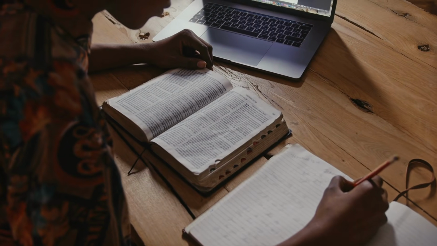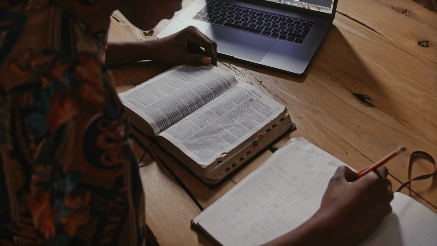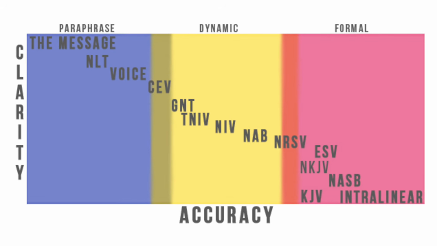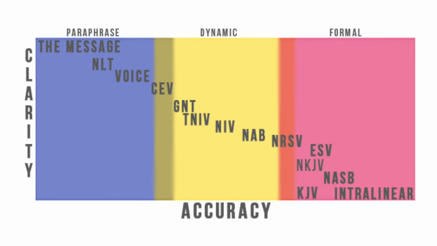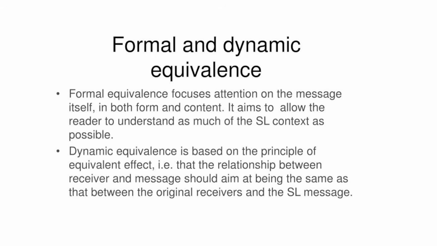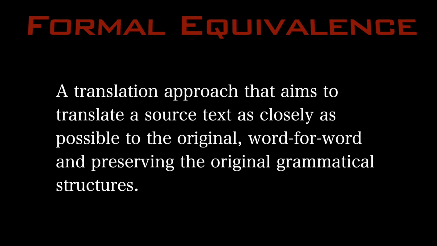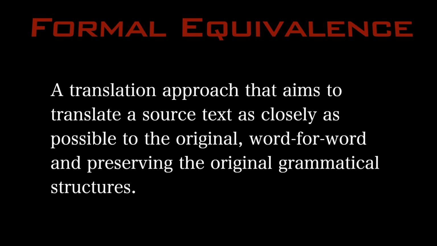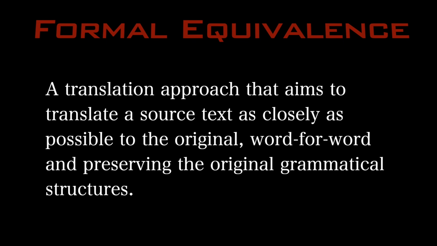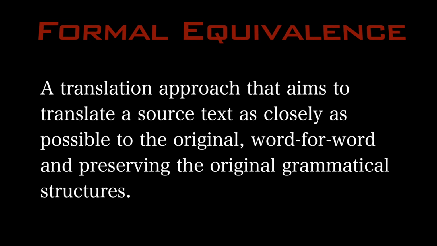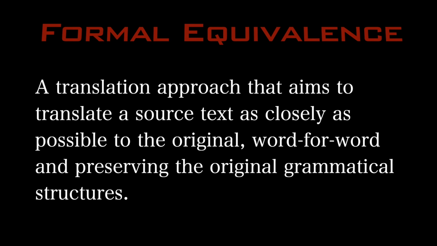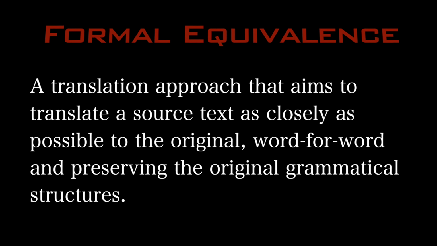But as I stated earlier, there's another reason for different readings among our Bibles, and that reason is the philosophy behind the translation. In other words, it depends whether the translation is based on a formal equivalence or dynamic equivalence. Let's define them. Formal equivalence is a translation approach that aims to translate a text as close to the original as possible, as close to a word-for-word translation to preserve the original grammatical structures.